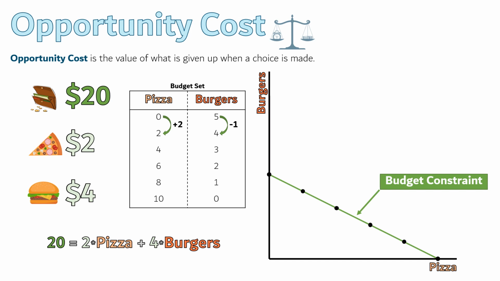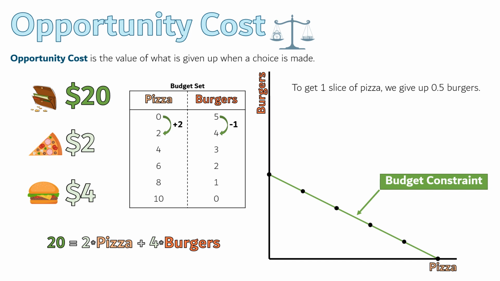This trade-off is how we would define the opportunity cost. To get 2 slices of pizza, we have to give up 1 burger. So in order to get 1 slice of pizza, we give up 1/2 of a burger. That is the opportunity cost of pizza. We always put the opportunity cost in terms of what we give up to get 1 more of something. So the opportunity cost of 1 slice of pizza is 0.5 burgers.